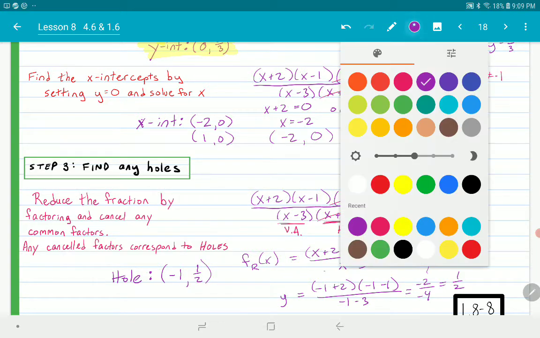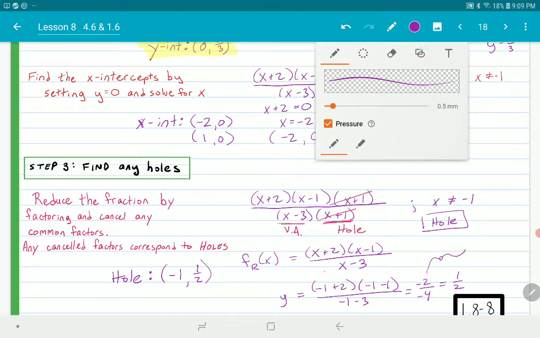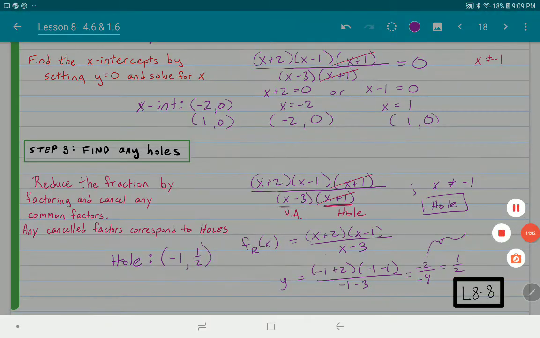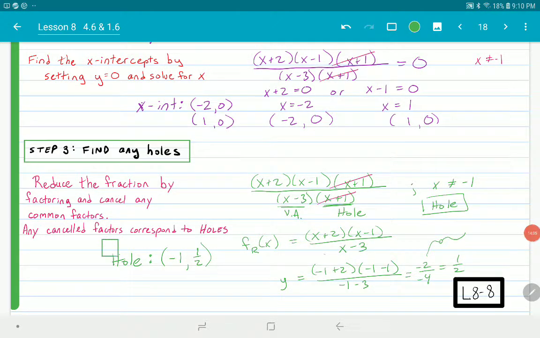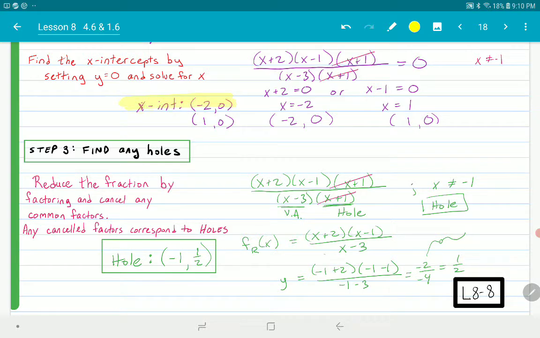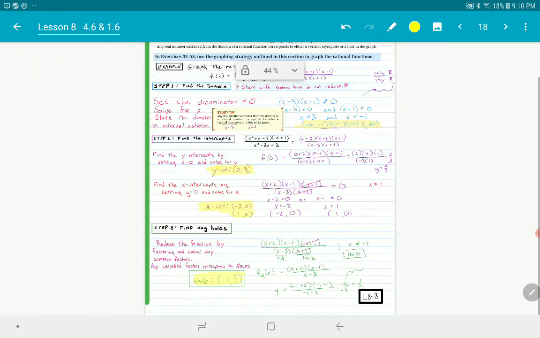It's not completely necessary. When you get to your graph, you could always just do the graph first and then see where the graph is at x equals negative 1 and just put a hole there. But I tend to forget to add the hole at the end. So I like to get that on my list of important information when I'm collecting. I forgot to highlight my x-intercepts. Those are important. My hole, that's important. So now I've gathered my y-intercept, my x-intercept, and a hole, so I have some things to start with on my graph.